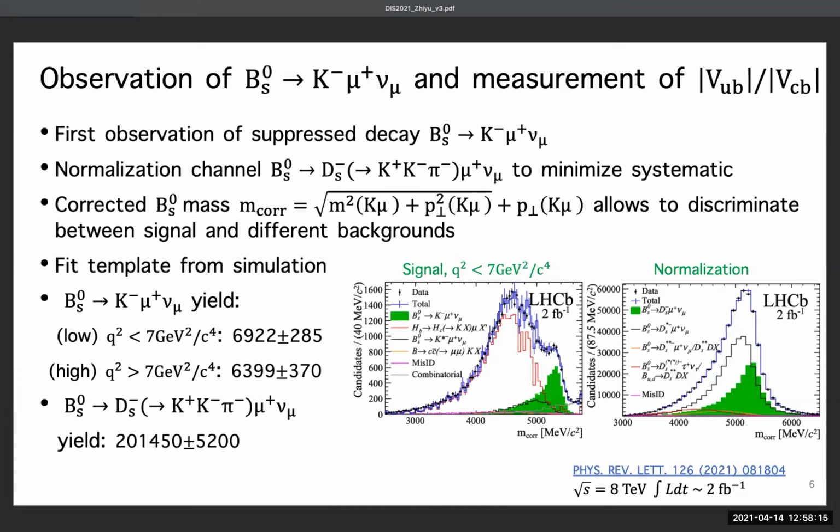The fit templates come from simulation, and we obtained about 6,000 signal events in both low and high q squared ranges. As an example, the high q squared range fit is shown in the left plot. The q squared range means the B_s to K momentum transfer. And in total, 200,000 normalization candidates are obtained as shown in the right plot.